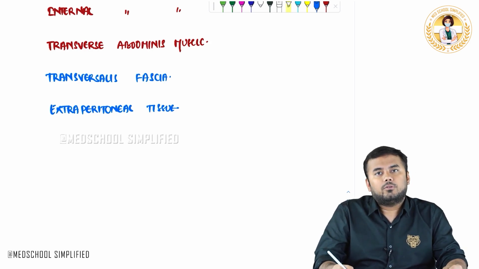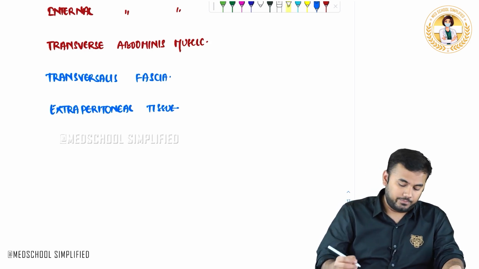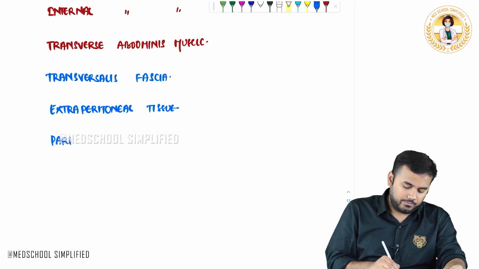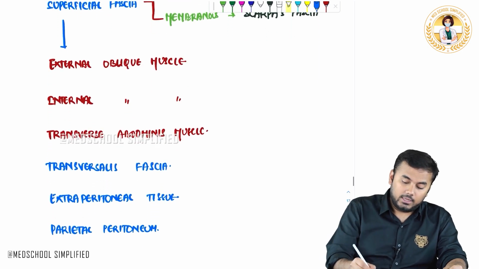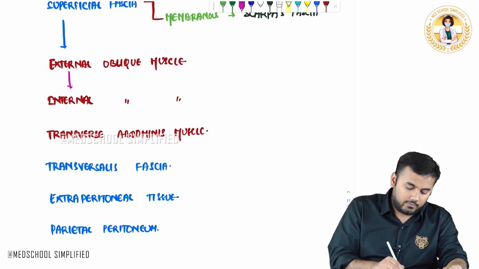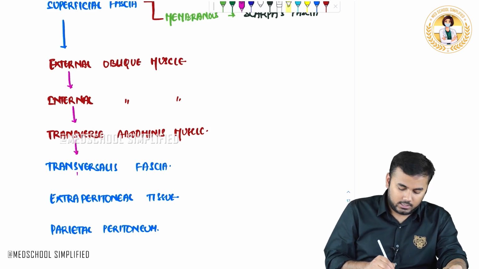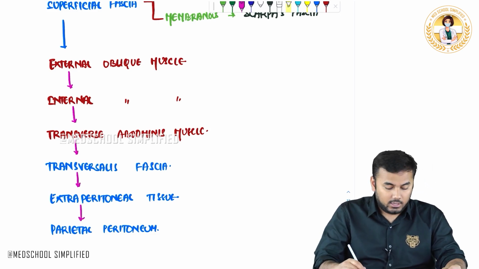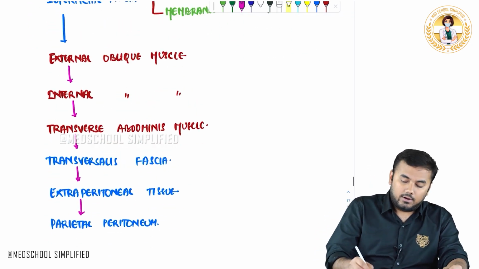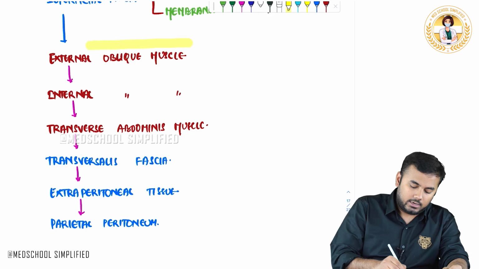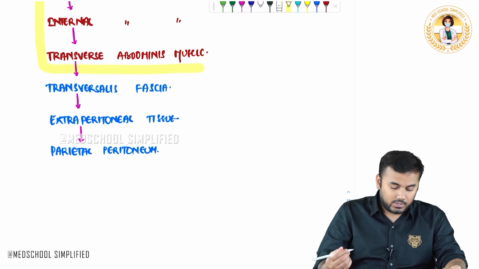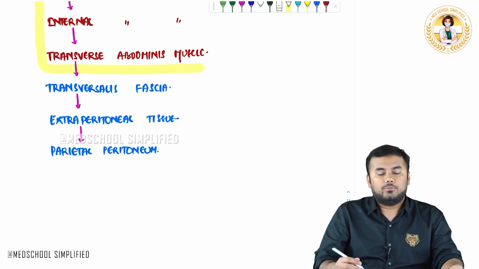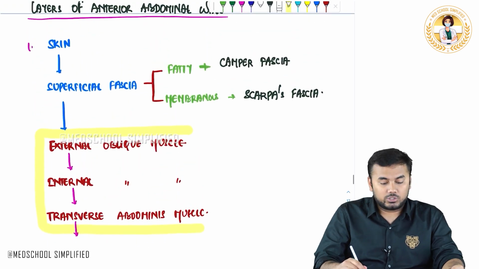And after the extraperitoneal tissue, you have the peritoneum. What are the two types of peritoneum? You have parietal peritoneum and visceral peritoneum. Here we have the parietal peritoneum. These are the layers located one beneath the other. So skin, superficial fascia, and after that these three muscles: external oblique, internal oblique, and transversus abdominis. Then you have transversalis fascia, extraperitoneal tissue, and parietal peritoneum. These are the structures located from outside to inside.